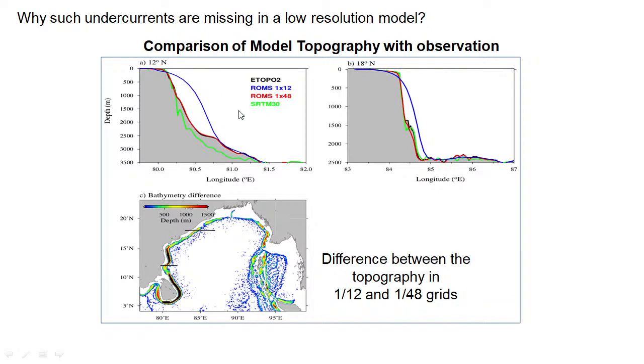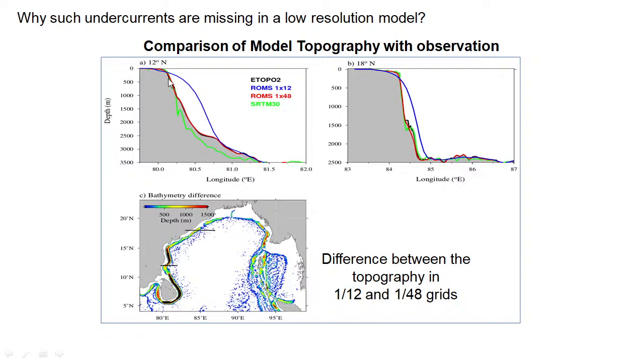Then we have another observation, SRTM, and we can see that, at least in the shelf region, SRTM and E-topo are not very different. The interesting part is that the bathymetry is well represented in the high resolution model, but not in the low resolution model. You have very gentle bathymetry in the low resolution model because of the interpolation issues.